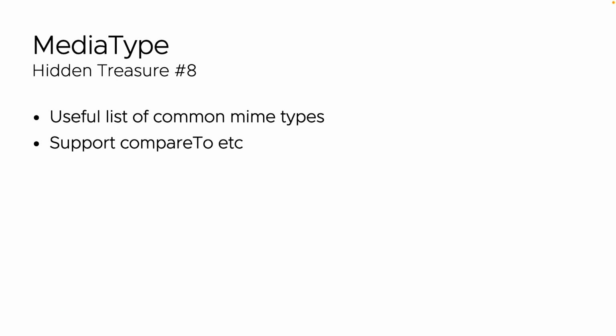Okay. For number 8, media type. It's a pretty useful class if you have controllers and you want to declare specific media types. You can use the constants that are in this class to save you peppering strings everywhere. It's also got some methods that allow you to compare media types. So there are various different ways of specifying things like application JSON plus error details, for example, and you can compare that to application JSON and pick the most suitable one.